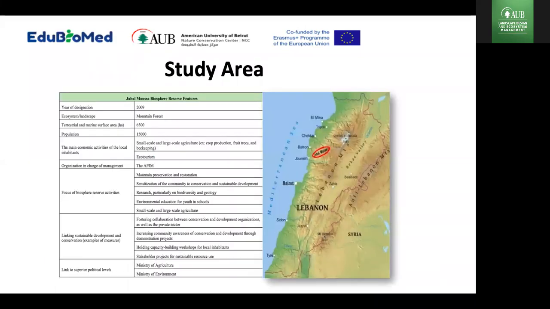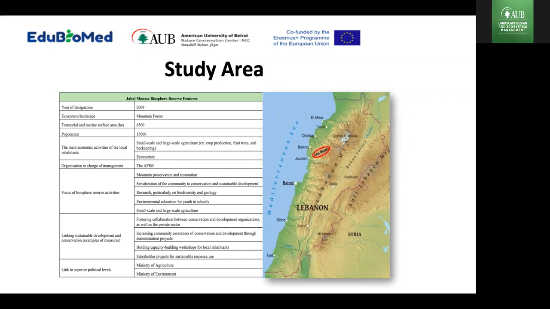So briefly about the study area. Jabal Moussa was designated back in 2009. Most of its landscape is mountain forests. It covers an area of 6,500 hectares, and around 15,000 people live there. The main activities are small scale and large scale agriculture, such as crop production, fruit trees and beekeeping, and ecotourism.